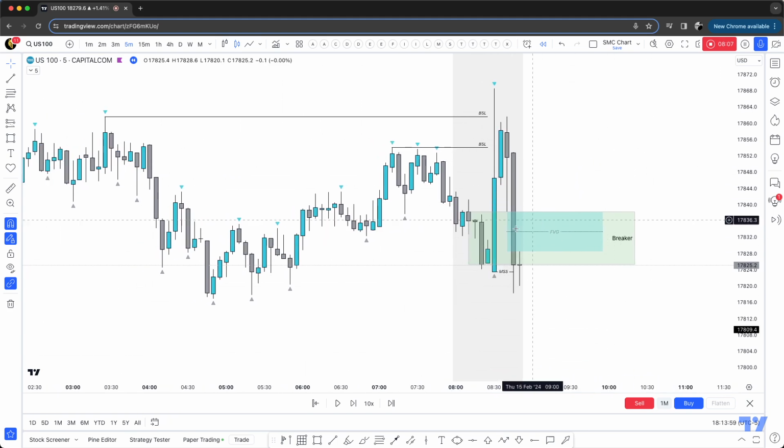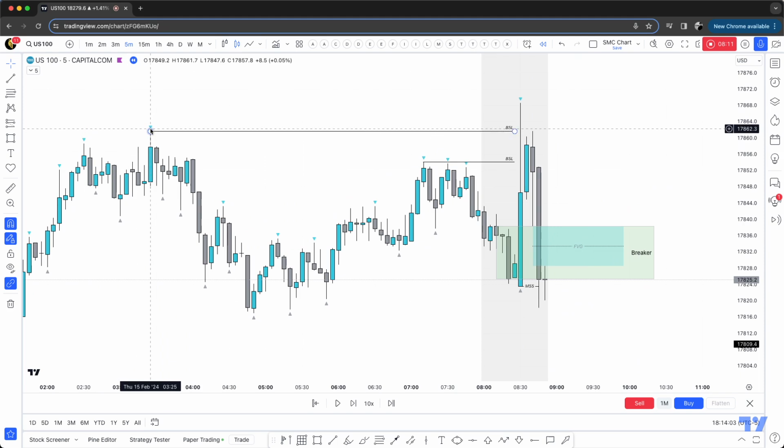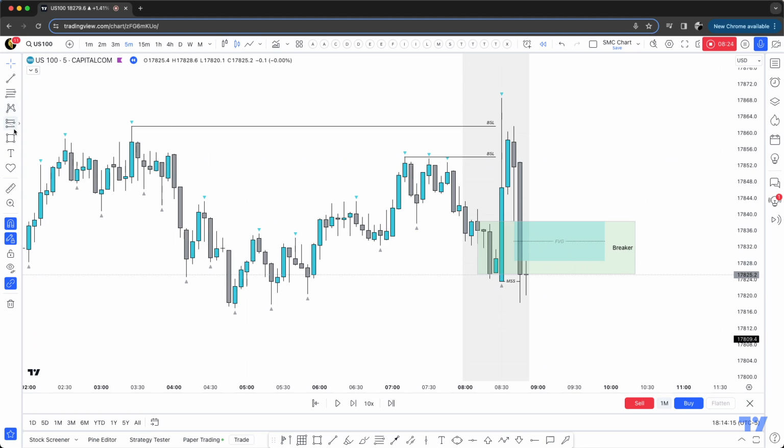So you are having already in this area, first of all, that sweep. Price just swept that liquidity from London session, right? We did have a sweep. Then immediately retracing back down, showing market structure shift. You do have a breaker. You do have a fair value gap. So at this point, this is a high probability trade.